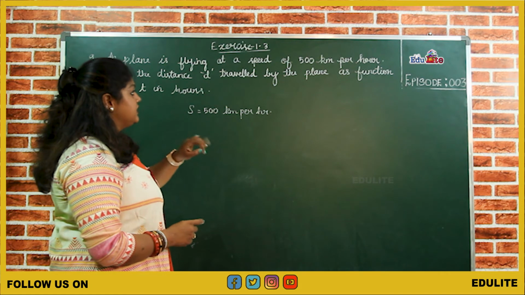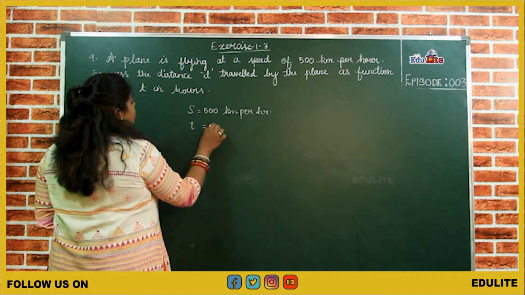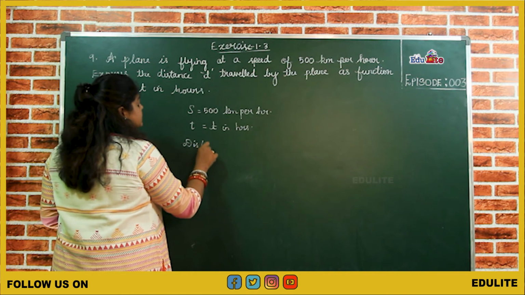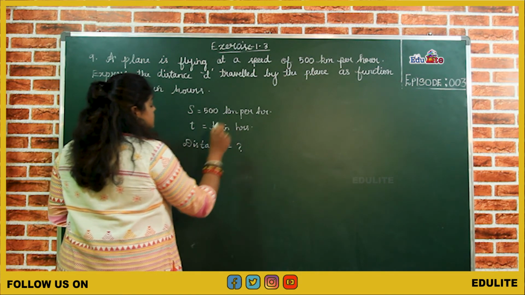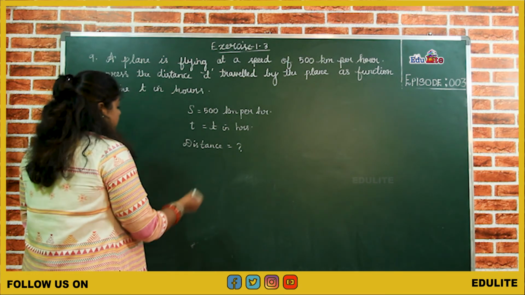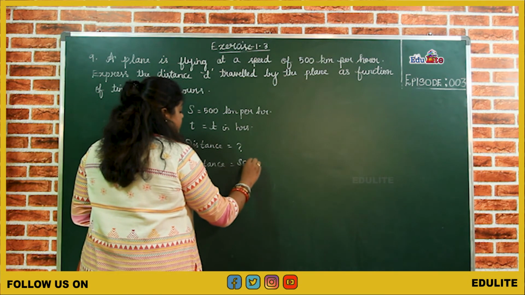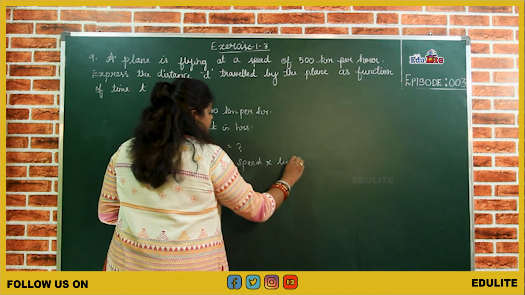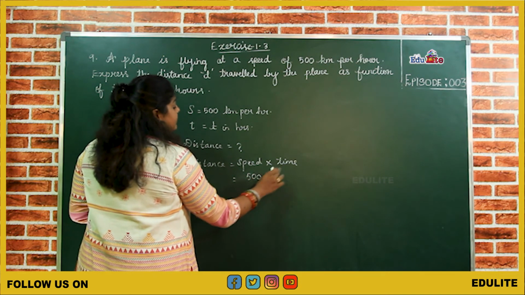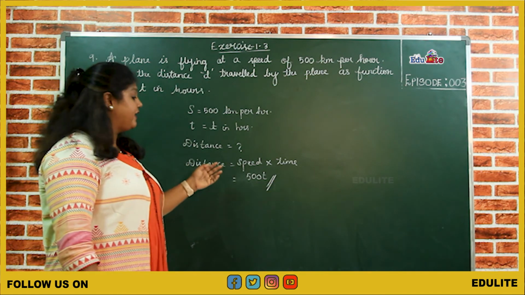So we are given two things. One is speed, given as 500 km per hour, and time is given as t in hours. Now we have to find out the distance travelled by the plane. So how do we find it? We use the distance formula, which is distance equals speed into time. Both are directly given. Speed is 500 and the time is t, so the distance travelled by the plane is 500t.